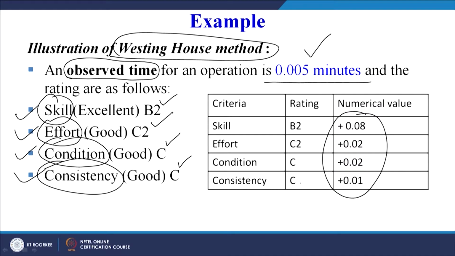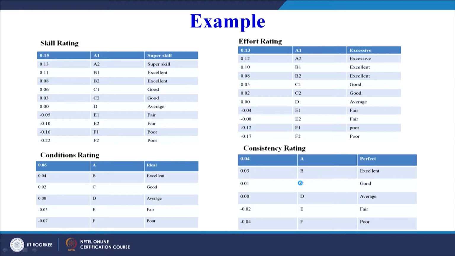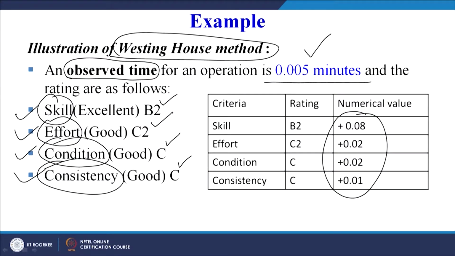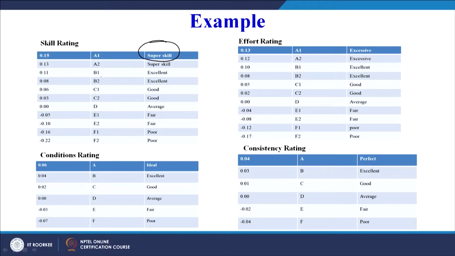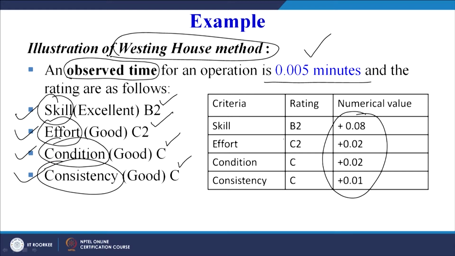So we can go to the next slide and see. I think you will be able to see. In skill rating, this is a super skill. So we can say what is the rating here. Let me go back and see. It is B2, C2, C and C. So B2, you can see this is B2 and the value is 0.08. C2 is for effort, and the value is 0.02. And then for the other 2, we can again go back and see whether we have 0.08 for skill and 0.02 for effort. Let us go. 0.08 and 0.02 for skill and effort.